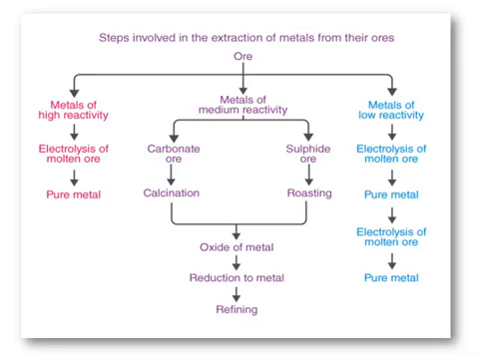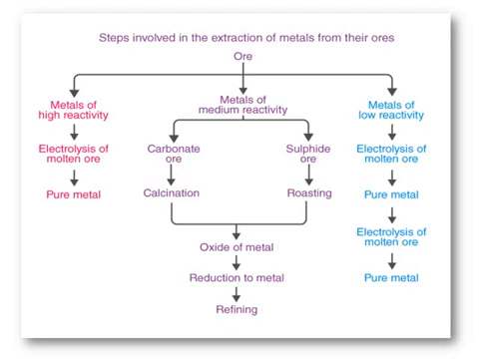Now let us take the last one, metals of low reactivity. Here also electrolysis of the molten ore is done, from which metal is obtained. After obtaining the metal, it is then refined. So we get pure metal.